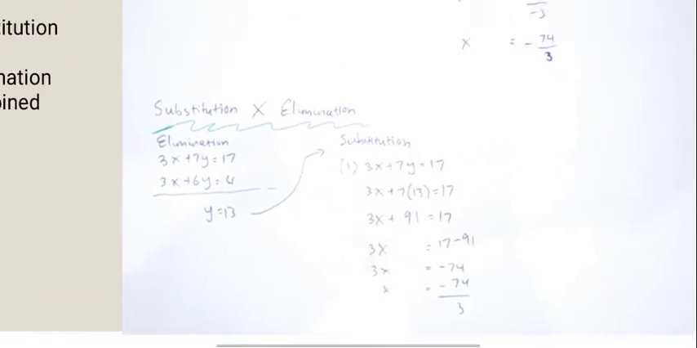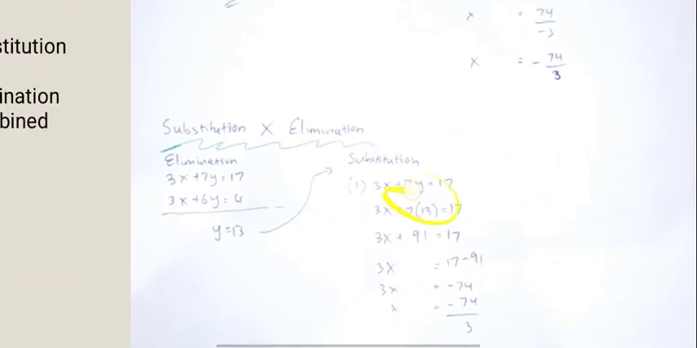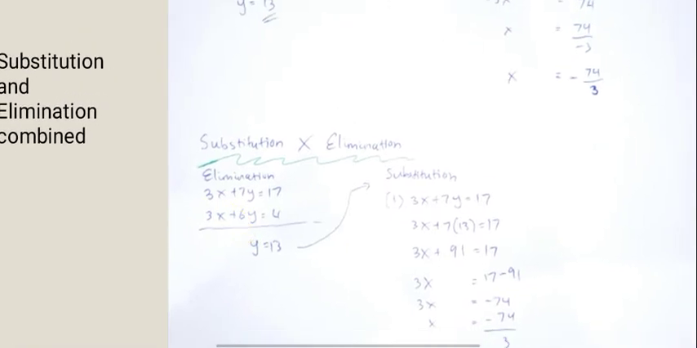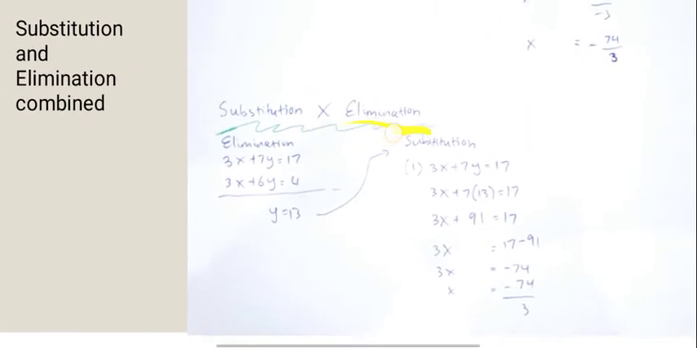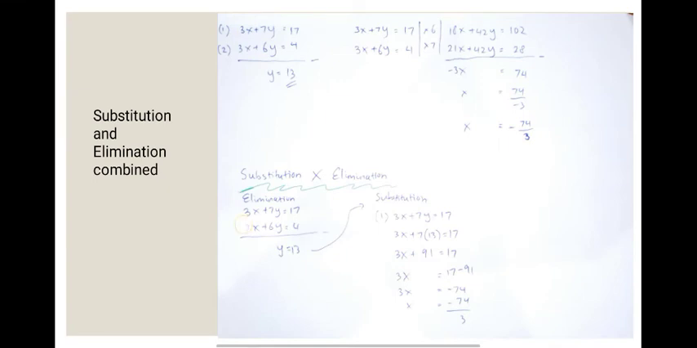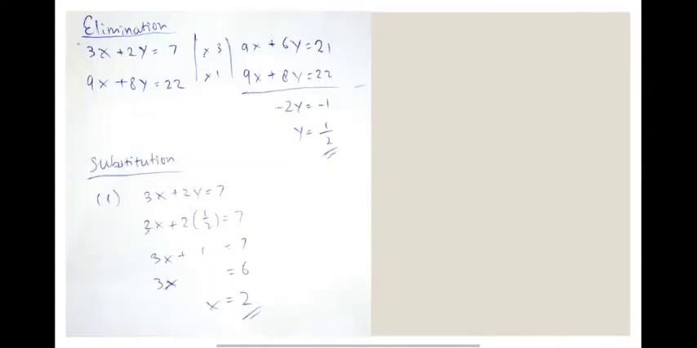I choose the first one, and then I just replace the y with 13 that we got, same like the substitution method, right? You can choose the second equation. It's just that I happen to choose the first one. It's just the same. Okay. Now you can see that we have the same result, right?